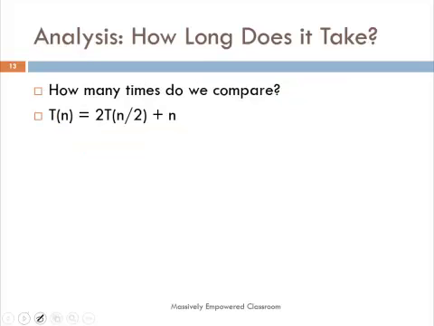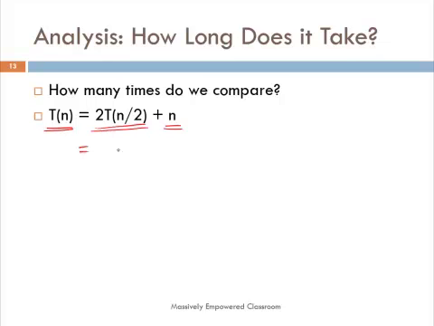So how long does it take for merge sort to run? To merge sort an array of size n, the time complexity is the time complexity of the two halves, namely merge sort of the first half and merge sort of the second half. So it's 2T(n/2) plus the cost of merging. It's actually linear in the size of the two arrays. So the cost of merging is n.